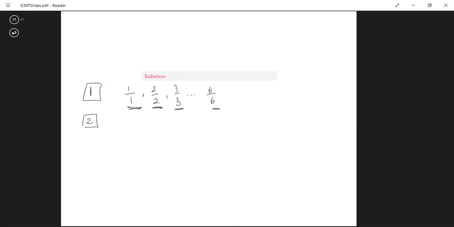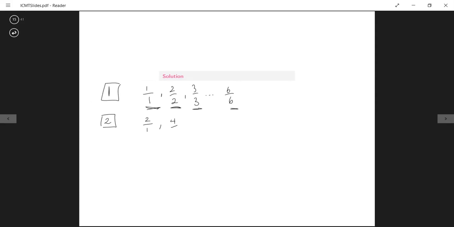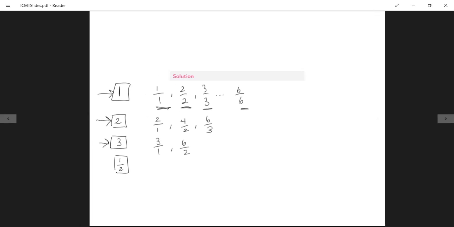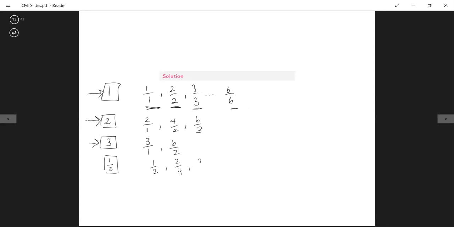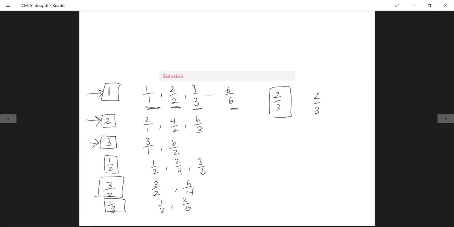And then the next such score would be 2. You can get a 2 by getting a 2 over 1, a 4 over 2, and a 6 over 3. And then next, they can get a 3 and tie by getting a 3 over 1 and a 6 over 2. So these are the only integer scores they can get and tie. And then we see that they can also get 1/2 in multiple ways by getting 1 over 2, 2 over 4, and 3 over 6. And then similarly for 3/2, they can get 3 over 2 and a 6 over 4. And then for 1/3, you can have a 1 over 3 and a 2 over 6. And finally, the last case is 2/3, which can be done by 2 over 3 and then a 4 over 6.